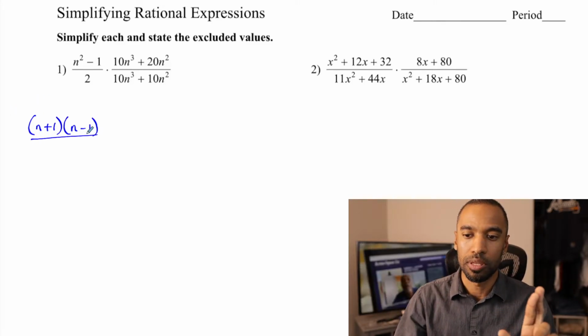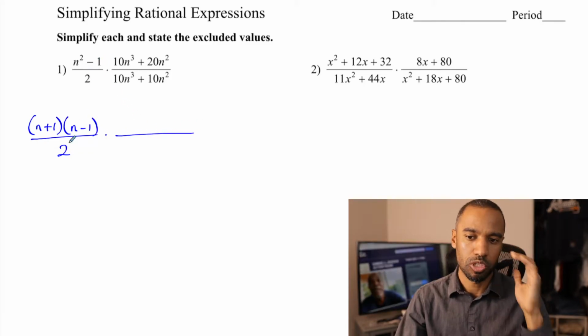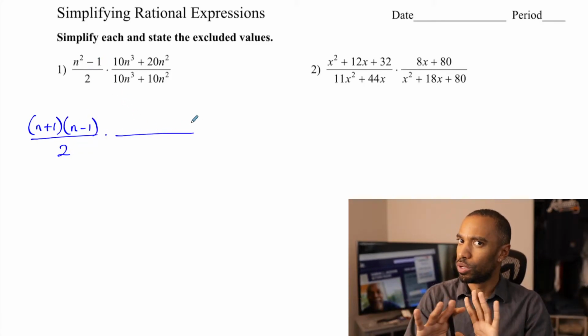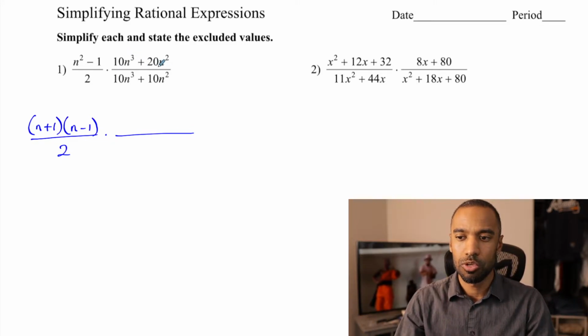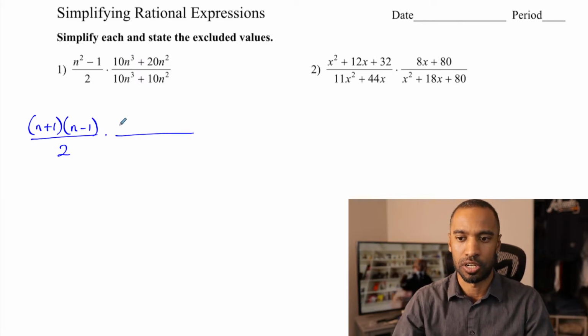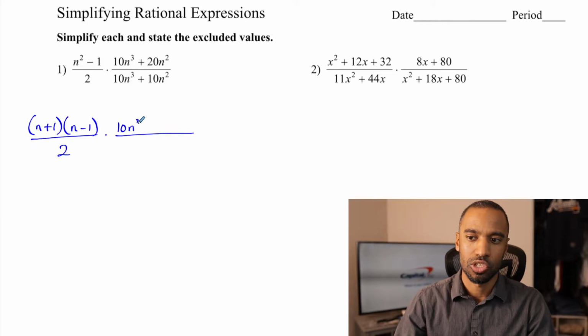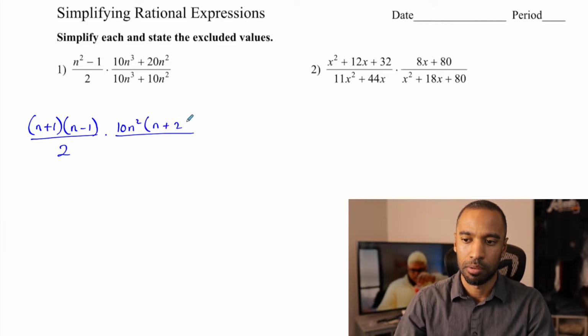Now this is over 2, but more importantly, what I'm going to put here with this multiplication is ultimately, guys, when we're multiplying a fraction by a fraction, we can really put it all as one large fraction in the end, which I'll be doing. Now 10n cubed plus 20n squared is a simple kind of cubic in the way that there's a common factor. There's a 10n squared that can factor out of all of that, and ultimately I'm left with n plus 2.